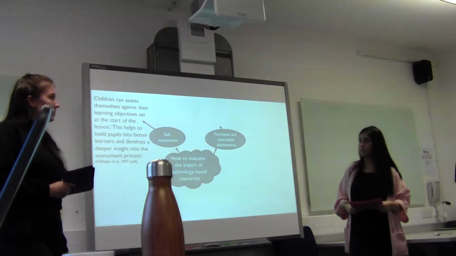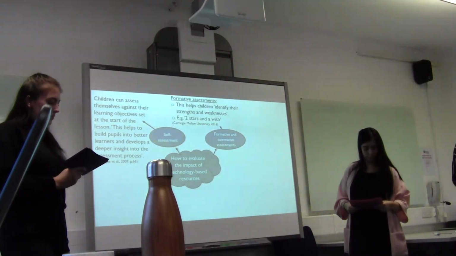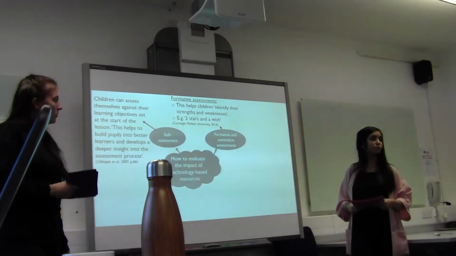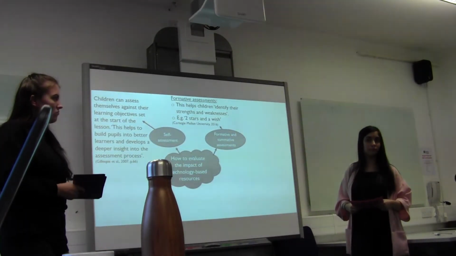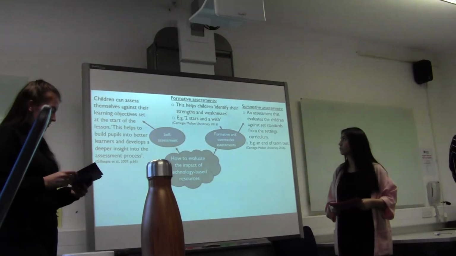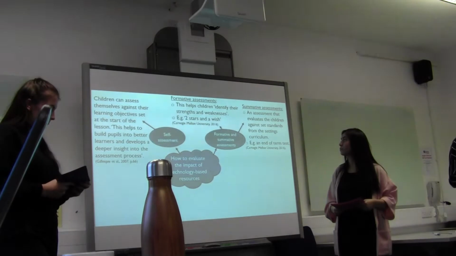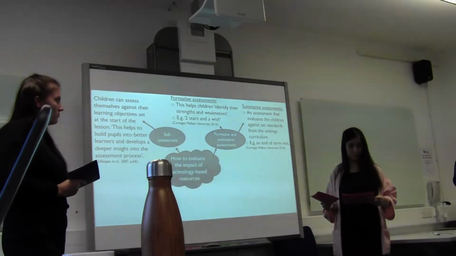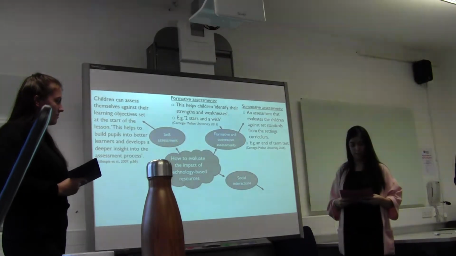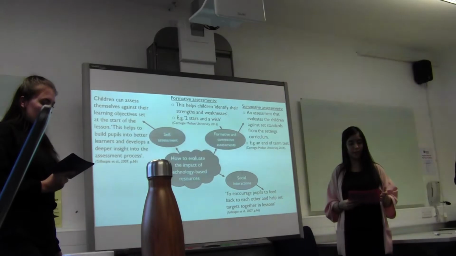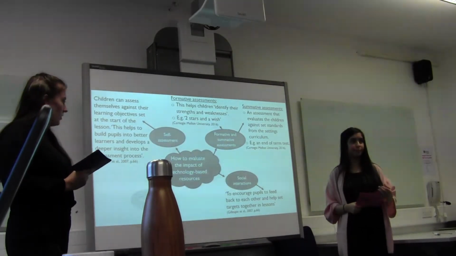Formative and summative assessments. Formative assessments help the child identify their strengths and weaknesses and could be an example of two stars and a wish. Summative assessment is an assessment that evaluates a child against set standards from the setting's curriculum, which could be a national curriculum, and is an example of an end-of-term test. Social interactions. Pupils are able to peer assess each other's work and can give feedback by setting targets in lessons.